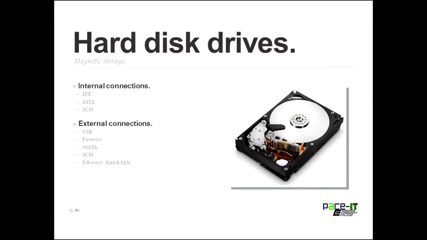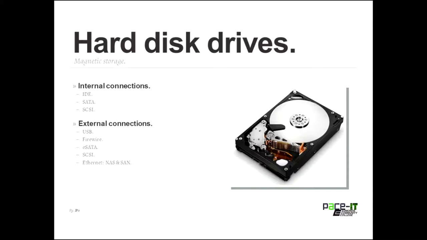Now, I mentioned the interfaces earlier. Well, here we go. If you have an internal hard disk drive, it could be an IDE, which means that it would be a parallel ATA disk drive. You could have a SATA connection, serial ATA connection, or you could have an internal SCSI connection, small computer system interface connection.